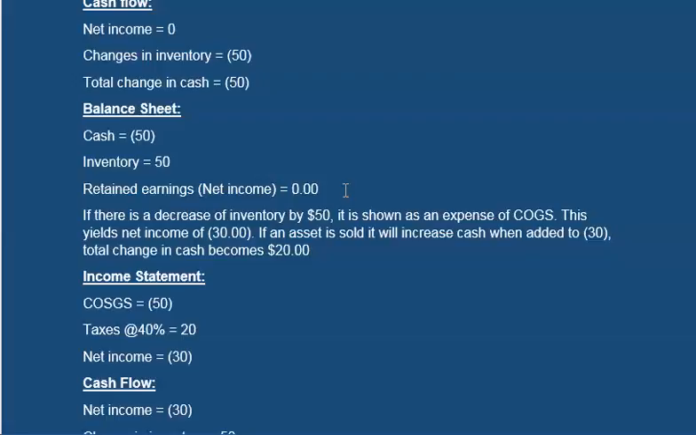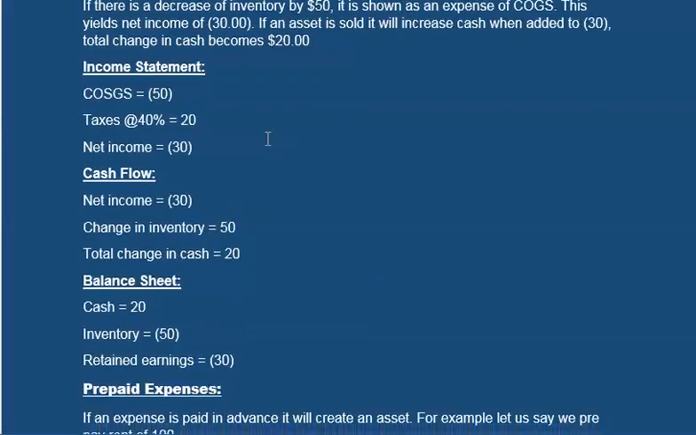If there is a decrease of inventory by $50, it is shown as an expense of cost of goods sold. This yields net income of negative 30. If an asset is sold, it will increase cash when added to minus 30, and total change in cash becomes $20. Income statement. COGS will be negative 50. Tax at 40% will be 20. Net income will be negative 30.